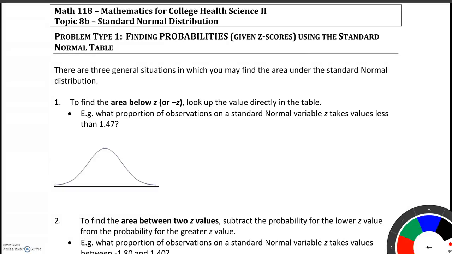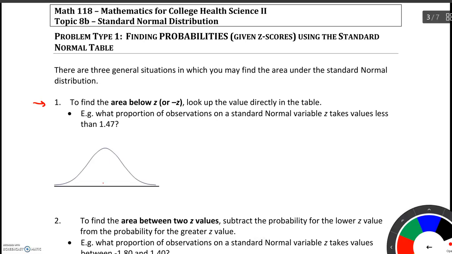So as we continue using our normal distribution to solve different problems, we'll generally have three types of questions to deal with. The easiest is when we're asked to find the area below a particular value. What's the probability that Z takes a value of less than 1.47?